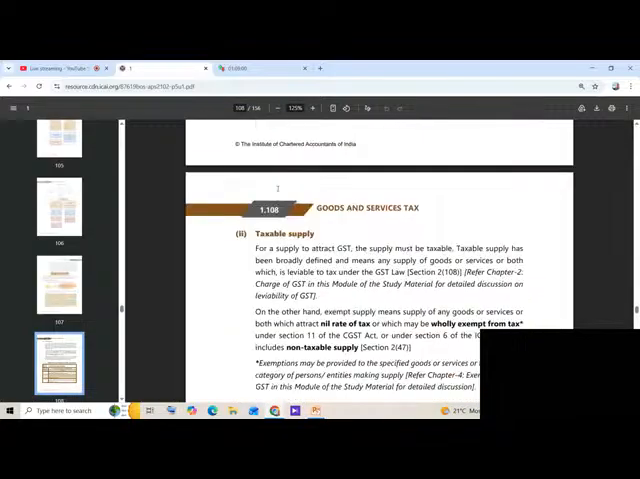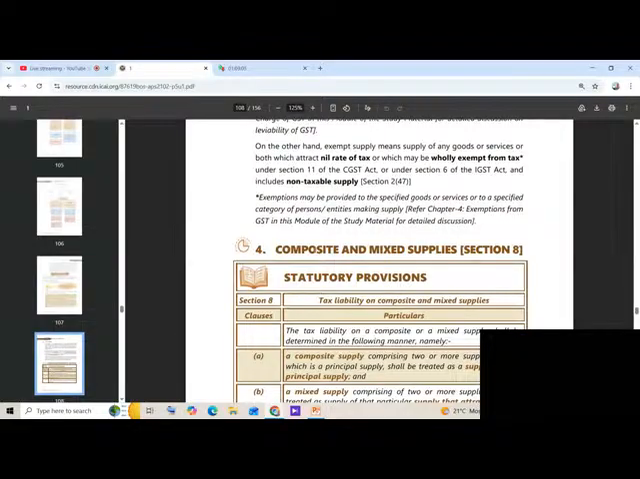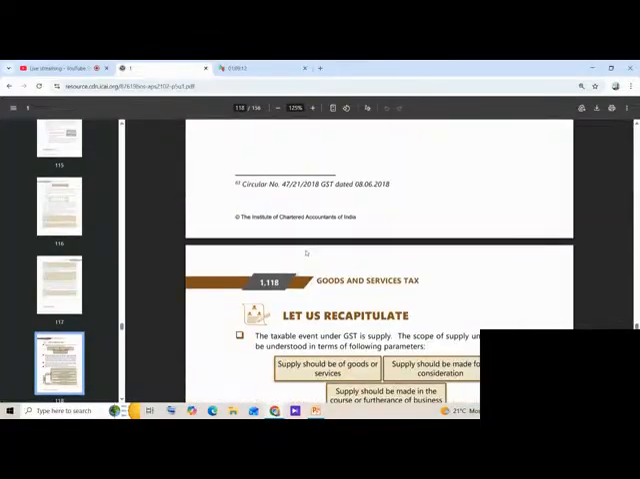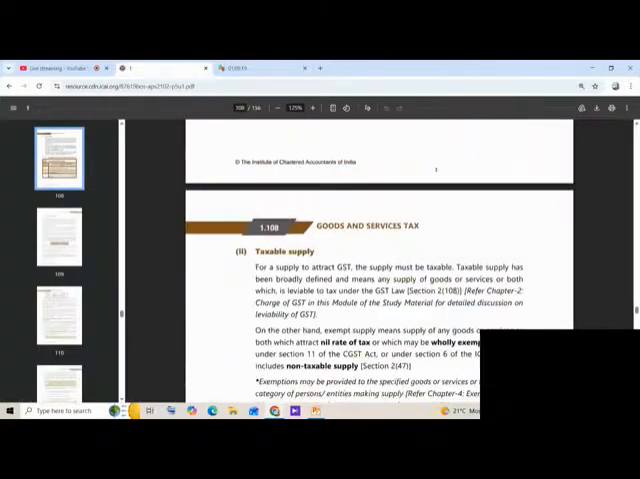So based on this, the whole chapter is more or less completed. We only have the Section 8 part, that is composite and mixed supplies. These are around 10 pages, and we have 4 or 5 pages left of the voucher instrument. Both of these we will take up when we do the first revision of this chapter, where we will also make notes and clarify all the doubts, and we'll complete our first revision.